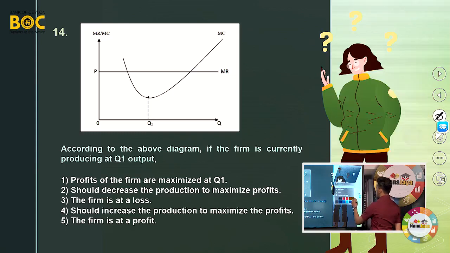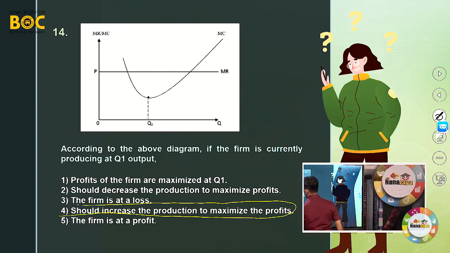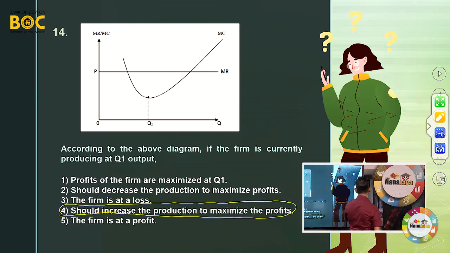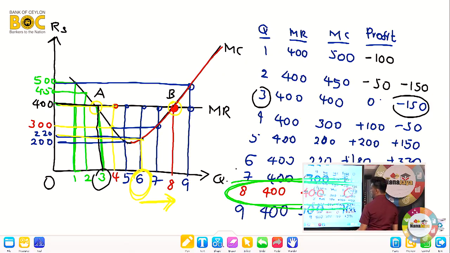That is the answer for this question, right? The firm should increase the production in order to maximize their profits. So according to this diagram, if they are producing only 6 units, they should increase it from 6 to 8 to increase their profit from 330 to 430. Right.